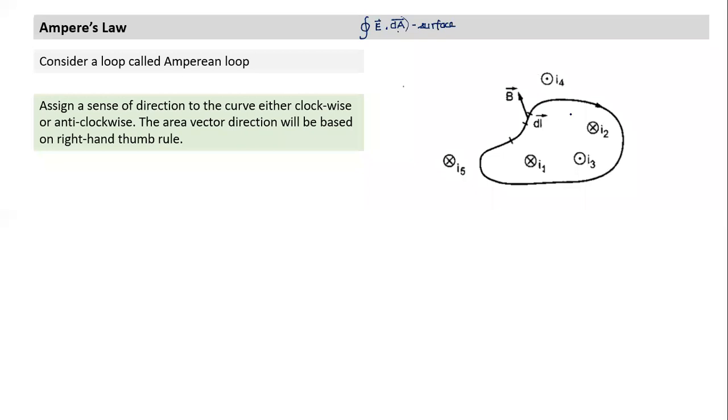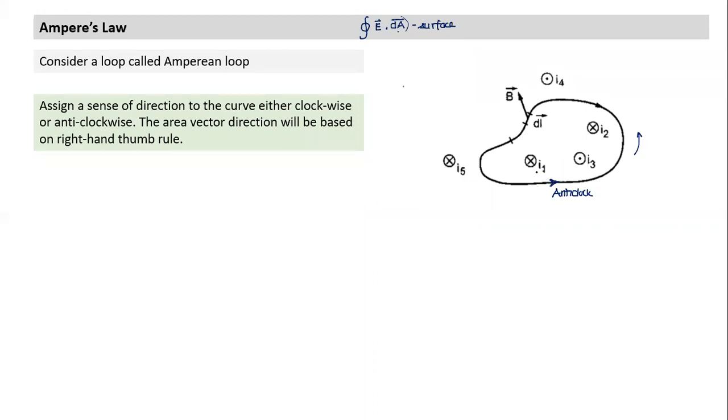For the sense of direction, we can give either clockwise or anti-clockwise. In most cases we can choose anti-clockwise. If I choose an anti-clockwise direction, what will be the direction of the area vector by the right hand thumb rule? If I curl my fingers in this direction, will the thumb point away from you or towards you? Away. Your thumb will point away. Show me your right hand thumb.